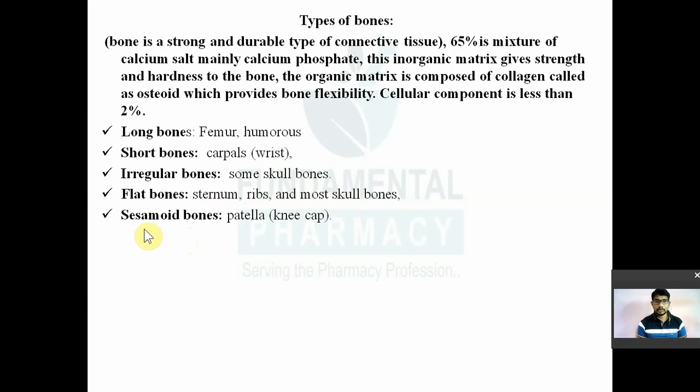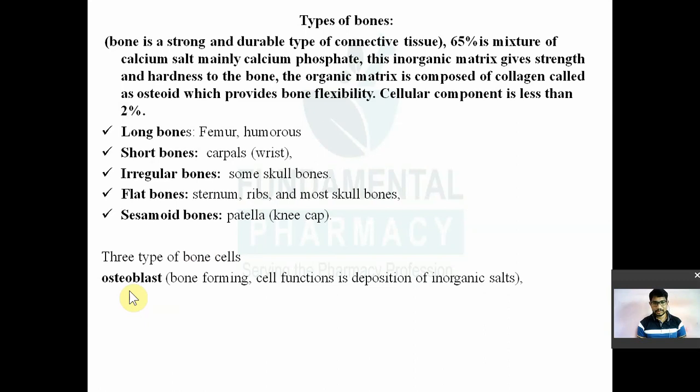Now sesamoid bone. Sesamoid bones have a triangular shape, and mostly they act as connecting bones. For example, the patella or kneecap. This is just the classes. There are three types of bone cells present in the bone. The first one is the osteoblast. Their function is bone formation.